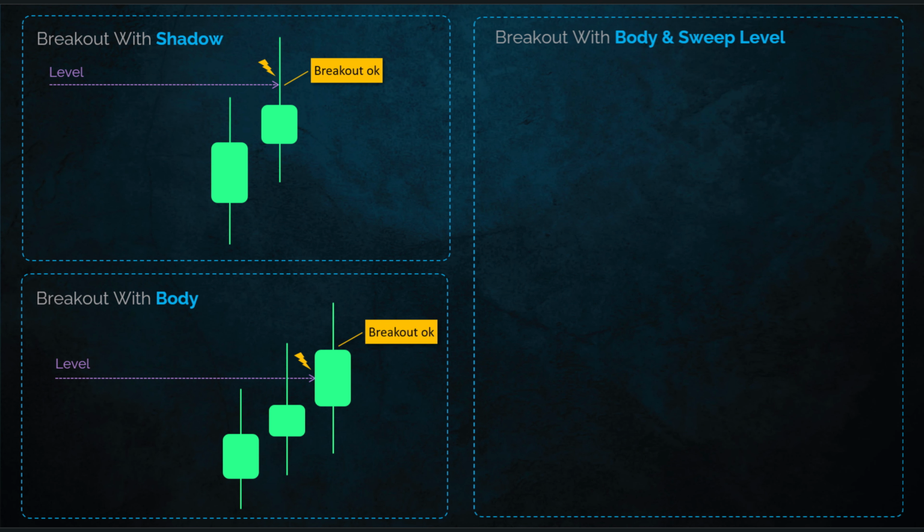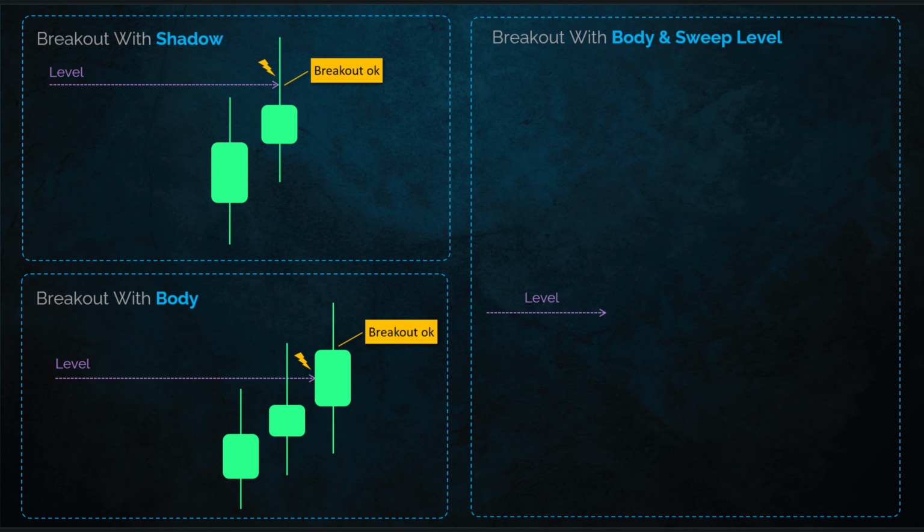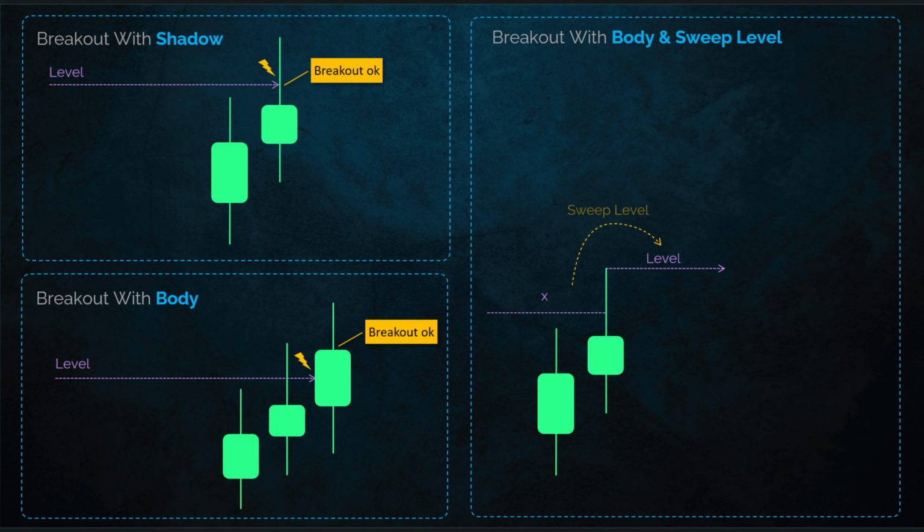Breakout with body and sweep level. The first candle gets close to the level, and we wait. The second candle comes in and moves past the level with its shadow. This type of breakout is a little different from a regular body breakout. In a body breakout, we keep extending that same level until it finally gets broken with the body. But here, we don't keep extending that same level. We sweep it instead, meaning we move the level up to the high of the new candle. And now, this new level has to be broken with the body.